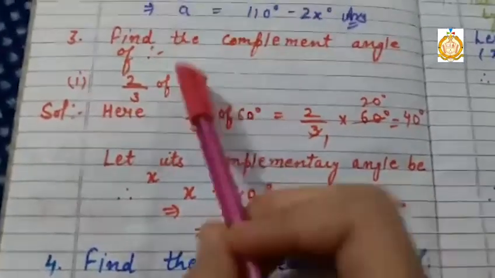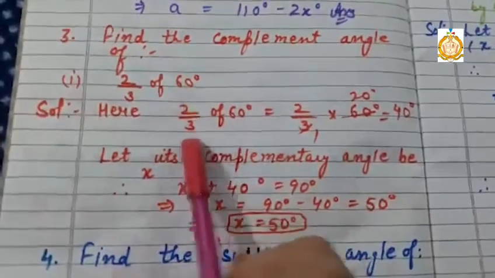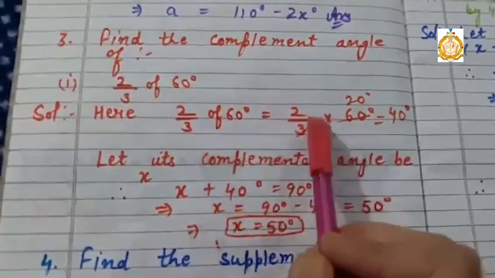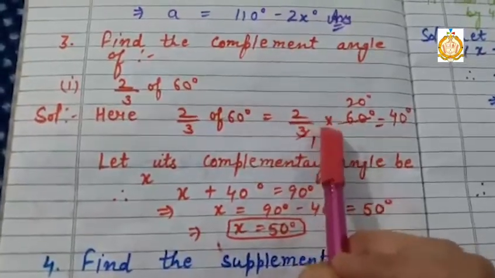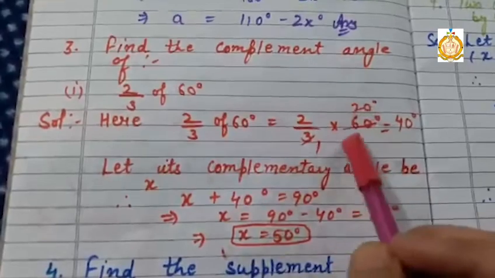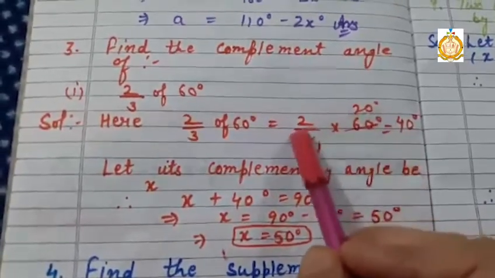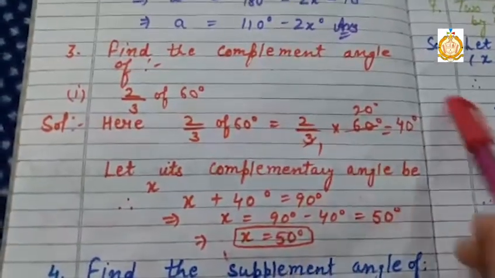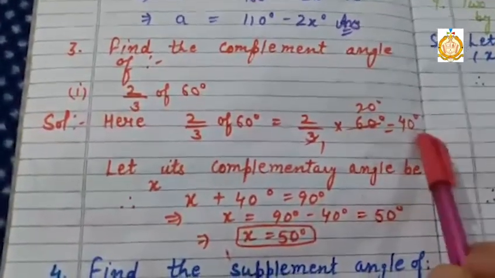Student, let us solve it first. Here we are given 2 by 3 of 60 degree. It means 2 by 3 of, and "of" means multiply. So changing it by the multiplication sign, and after cutting and solving it you will get 20, and 2 into 20 is 40 degree. Now we have to find the complementary angle of 40 degree.